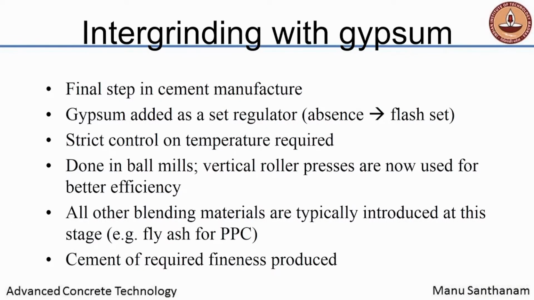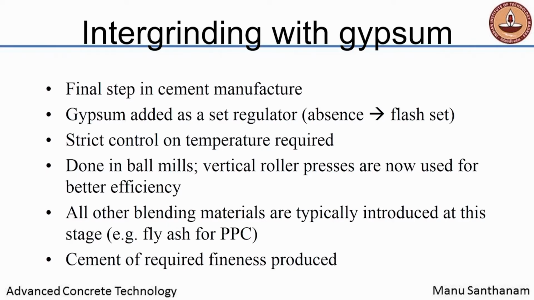So the final step in the manufacture is obviously the intergrinding of the cement with gypsum or any other additives that you want to add in the process. We already discussed the fact that about 5% of the cement is a performance improver, and that performance improver is typically added in this final process of cement manufacture, where it is interground with the cement clinker. So gypsum is added as a set regulator. In the absence of gypsum, we lead to a condition called flash set.